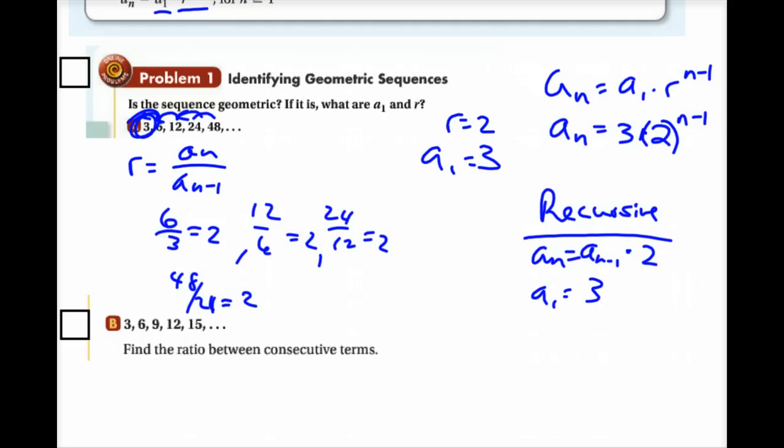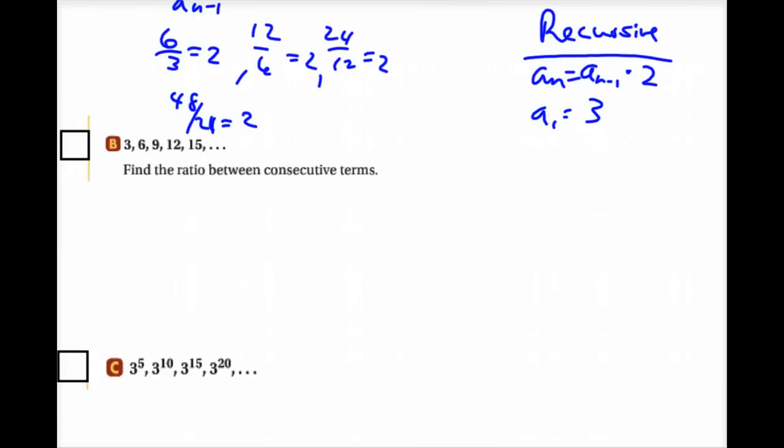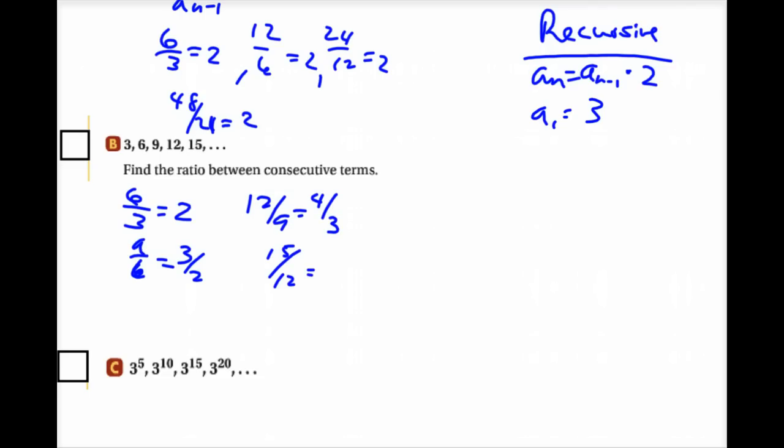For B, we want to find the ratio to see if it's common between consecutive terms. So I'm going to do 6 divided by 3 is 2, 9 divided by 6 is 3 halves, or 1 1/2, 12 divided by 9, well, that's 4/3, or 1 1/3. 15 divided by 12, that's 5/4, or 1 1/4. They're not common. They each have a different ratio. So no common r, no common ratio.